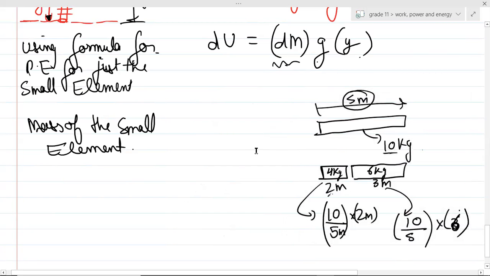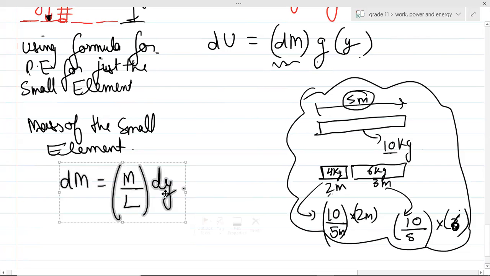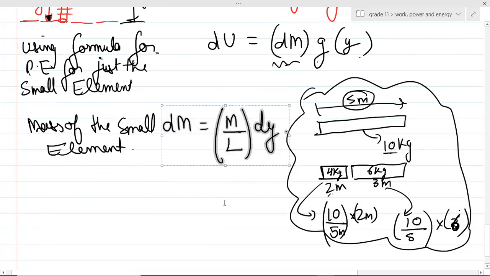Similarly, using the same logic, the mass of the small element will be the total mass divided by the length of the rod, multiplied by the length of the small element. Are you getting my point? Same logic. Is it the same logic? Yes, sir. Please write it down. Once you write it down, then we just need to solve this equation.